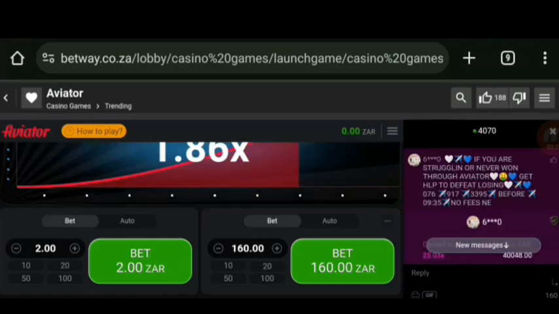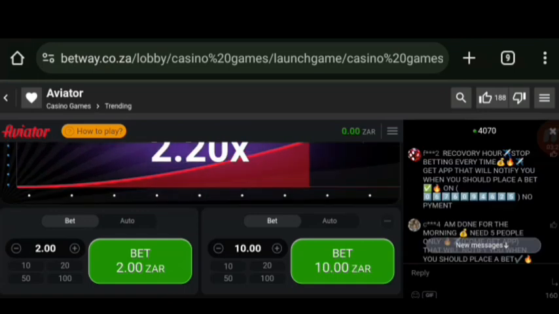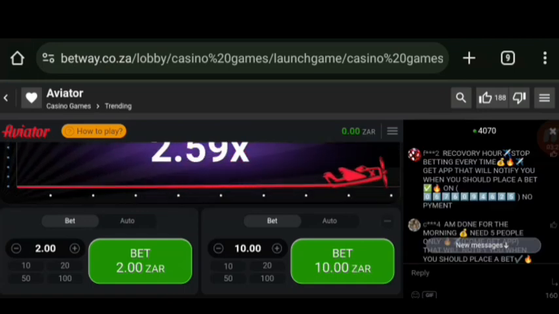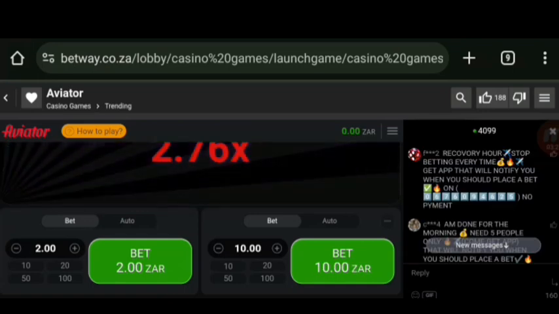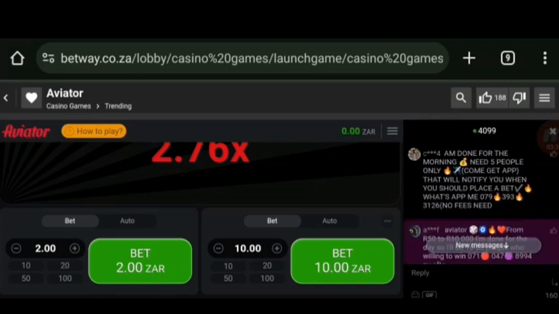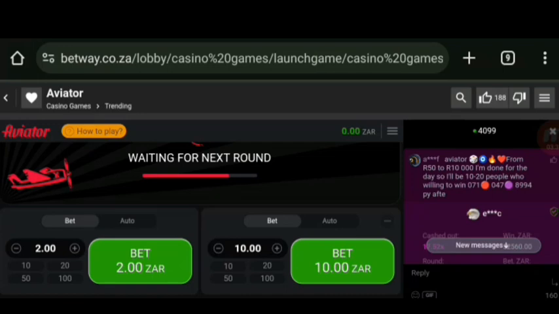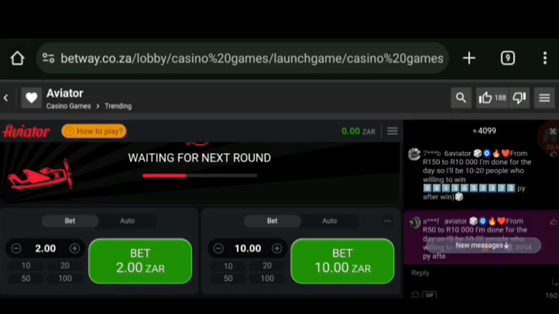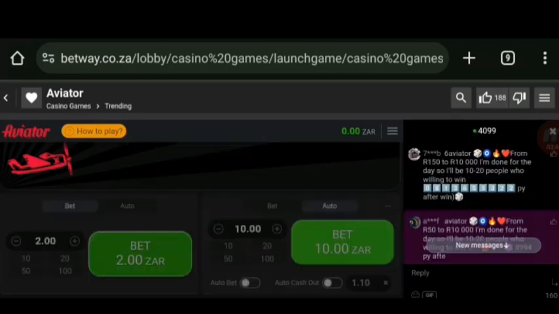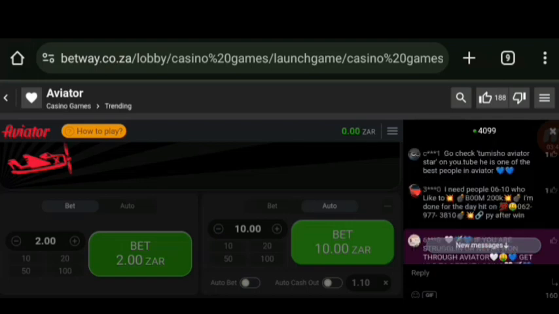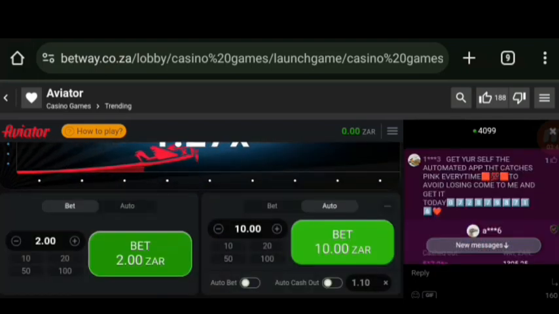Because there can be 1,000 blues that show up over here. That's why I'm saying that you should have 1K and 10 rand. Just play with 10 rand and cash out at 2x. You don't have to cash out at 3x or 5x. Play it safe, cash out at 2x. Use auto cash out at 2x. That's where you're going to see massive results.